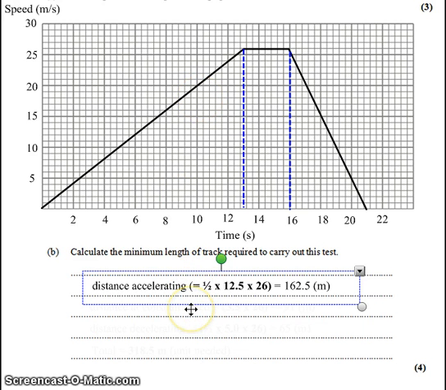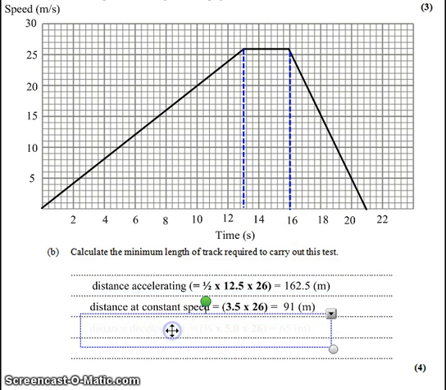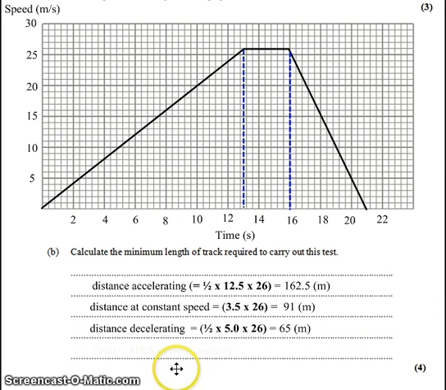Part 2, the constant speed, is the area of the rectangle. Area of a rectangle is base times height. So we've got 3.5 seconds multiplied by 26 again, giving us 91 meters. The third part is the deceleration, so it's the area of a triangle again, half base times height. So we've got half multiplied by the 5 seconds, again multiplied by 26, gives us 65 meters. And finally, we add those 3 distances together to get the total distance travelled, giving us 318.5 meters.